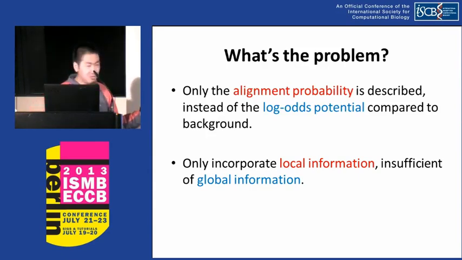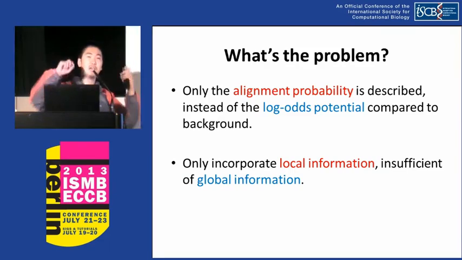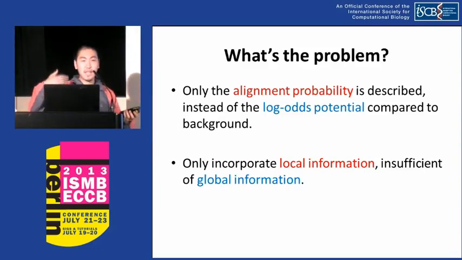What is global information? For the threading part, for the template, we really know the 3D structure. And for the sequence, we can use some contact predictions, the distance predictions among the two residues. So if we can design a good algorithm to incorporate this global information into our alignment model, we could boost our accuracy as well as the ability of threading.